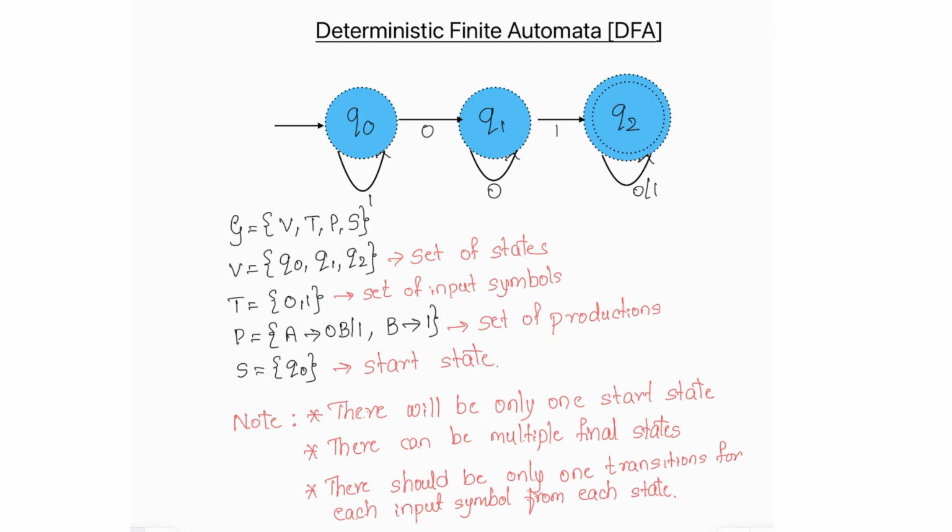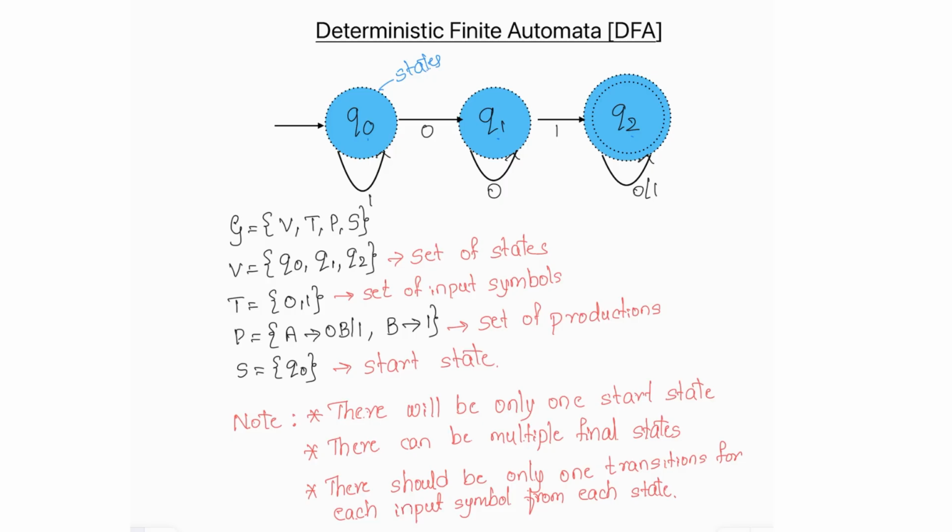In this diagram there are three concentric circles, as you can see, which are colored blue. These are called states. The circles are called states. So how many states are we having? We are having three states, Q0, Q1 and Q2.